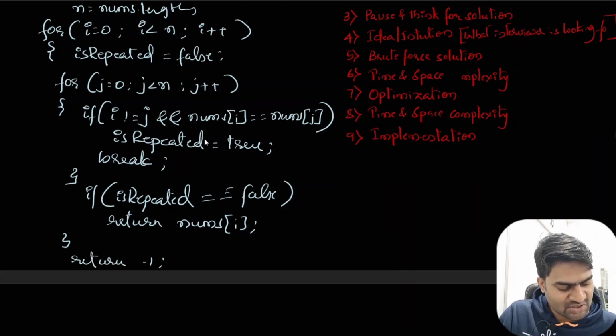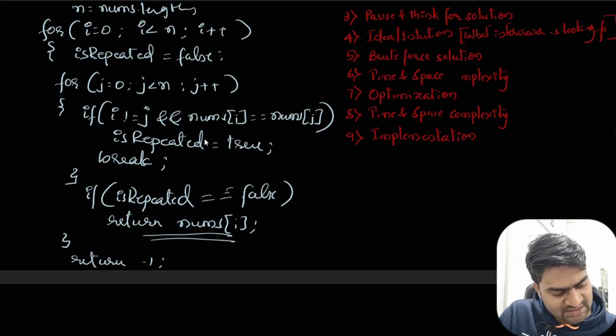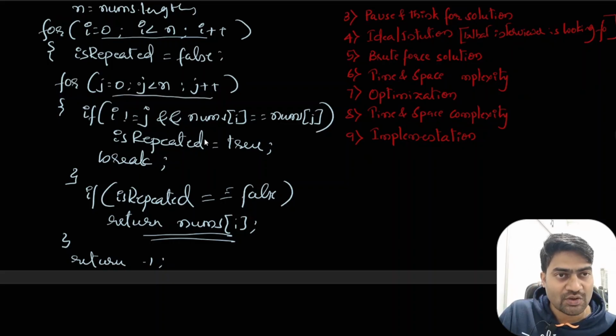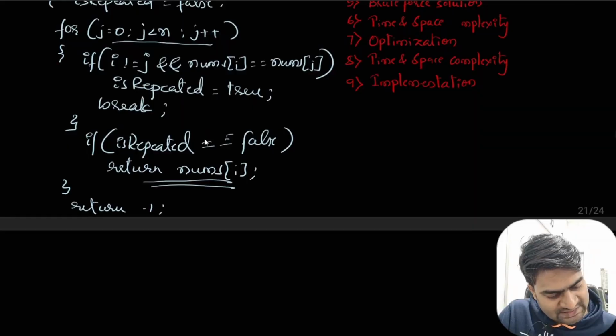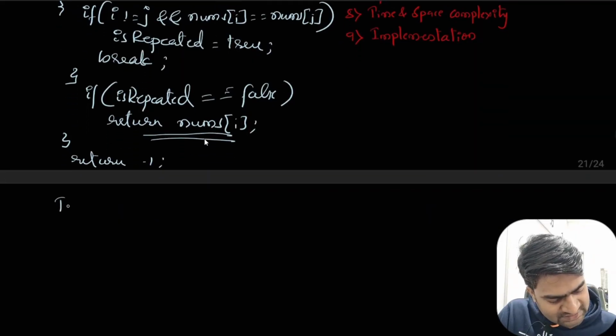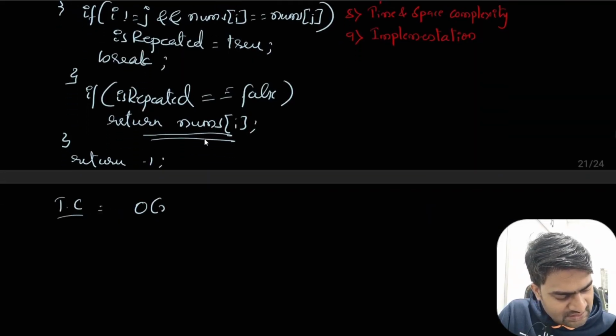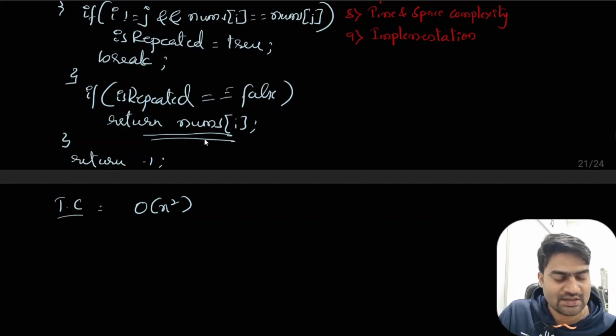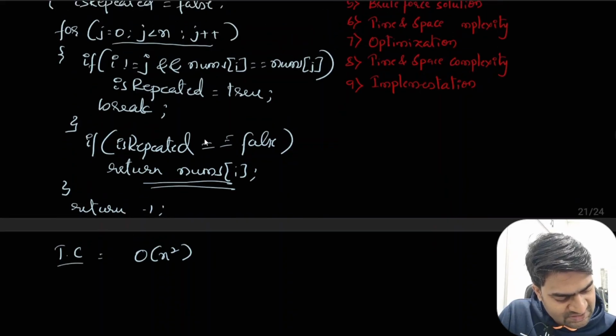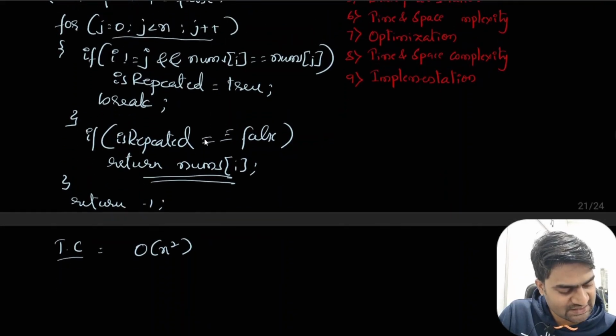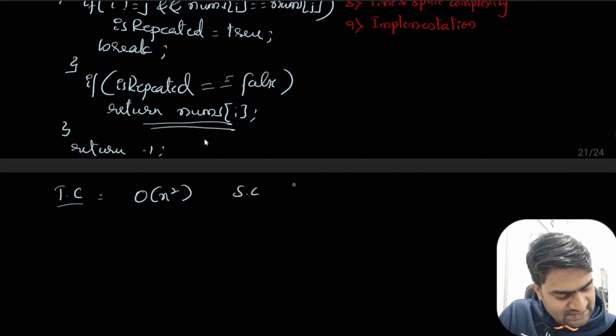So ideally, this will for sure give us the intended output. If you see this, we are iterating over the array. Again, inside this for loop, there is one more for loop to scan the remaining elements. So its time complexity is of order n square. But if you see the space complexity, it is not using any extra space. That's why space complexity is of order 1.